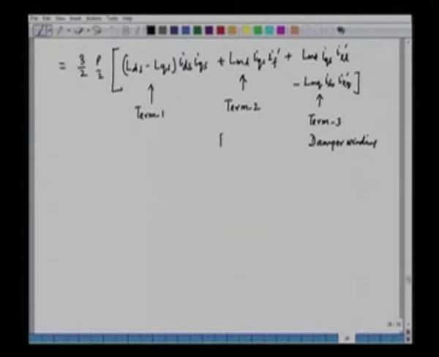This is called the field torque, and this is called the reluctance torque. So, the synchronous machine will have 3 different torques: the reluctance torque, the field torque, and the damper winding torque.